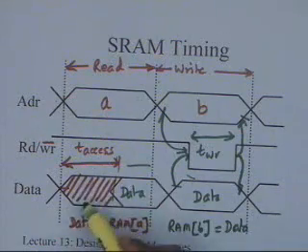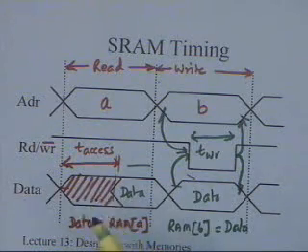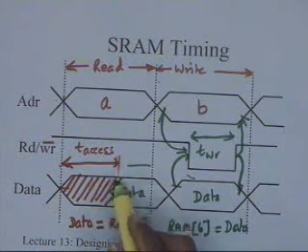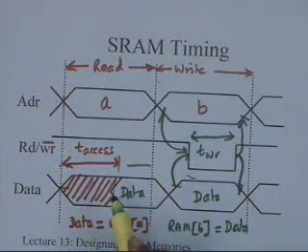This dashed line essentially means it's data which we do not know what it is. It's not a defined data. Of course, this stabilization process has to finish by T access time. You have to get the proper data by T access. That is the meaning of T access.